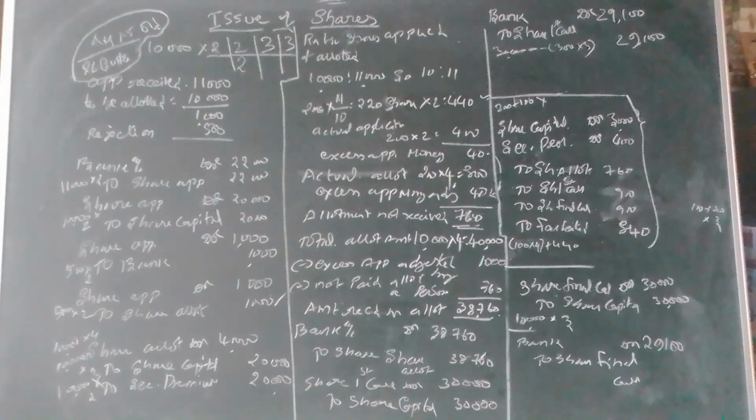Then for practice, please try how the reissue is made and how the amount is transferred to capital reserve, forfeited shares account debtor to capital reserve. These two things, please try on your own.